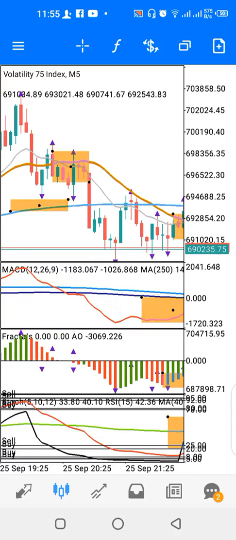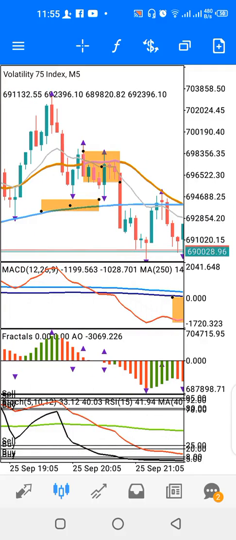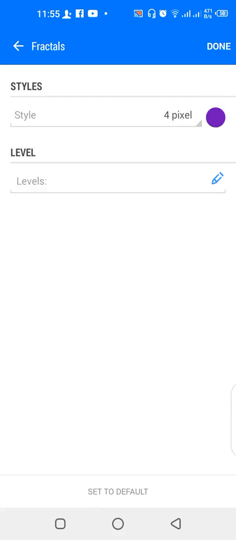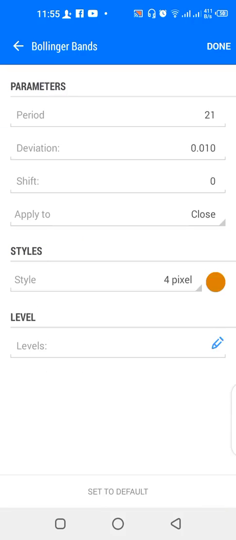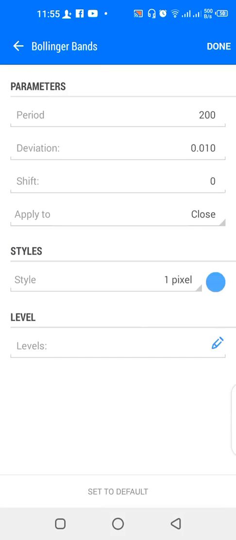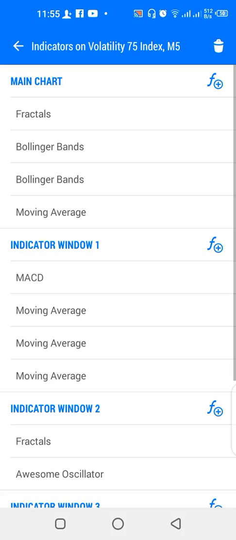So let's look at the parameters for the lines on the main window. We have fractals, Bollinger Bands. The period is 21. Deviation is 0.010. Shift is 0. Apply to close. Color is orange. And another Bollinger Bands. The period is 200. Deviation is 0.01. Shift is 0. Apply to close, and the color is blue.